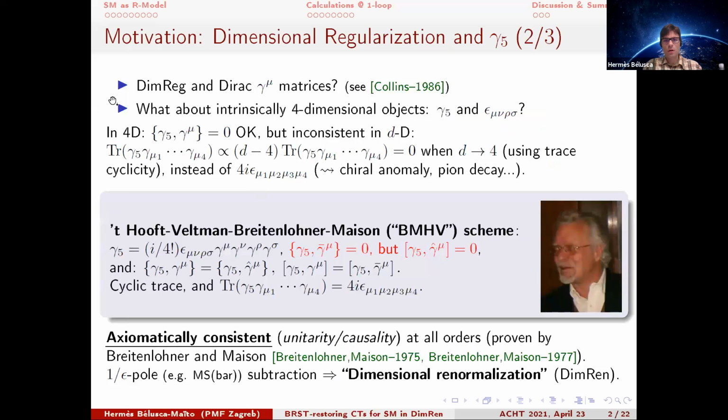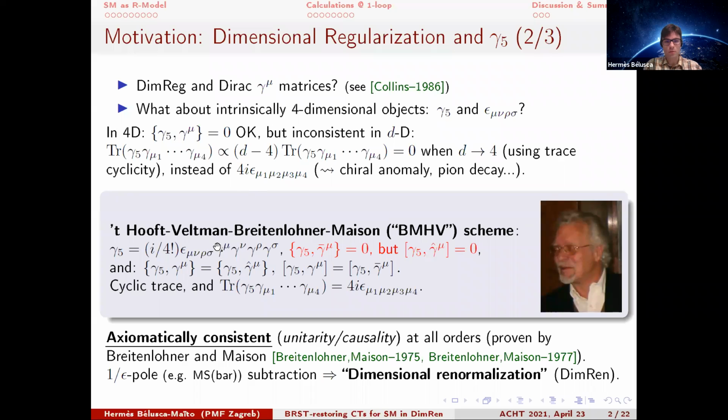But the problem is that when we start to look at the gamma 5 matrix, in pure 4 dimensions, its properties apply with the other gamma matrices. So for instance, the anti-commutation equals 0. And the trace of gamma 5 with, for instance, 4 gamma matrices gives the usual epsilon symbol, which is related to, for instance, the chiral anomaly. But these properties, when we try to extend them into D dimensions, become inconsistent.